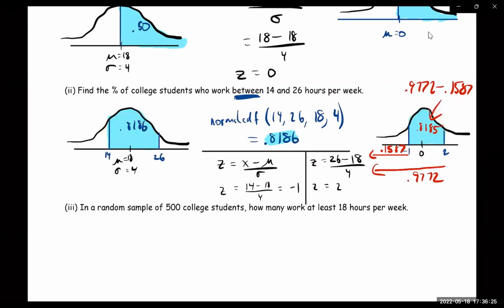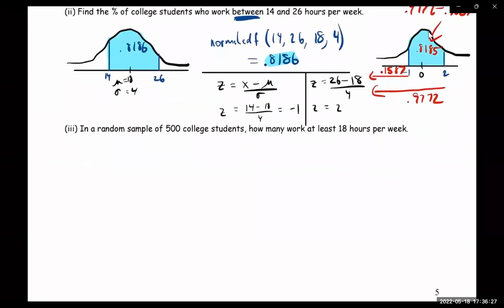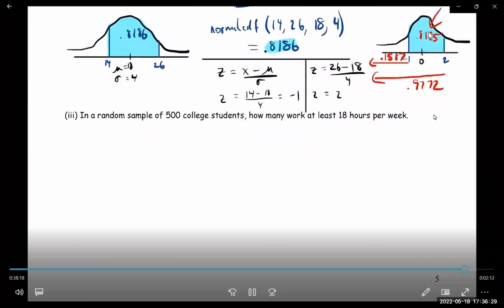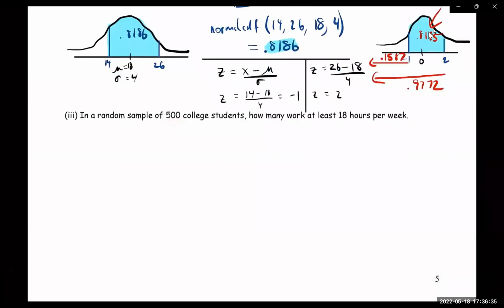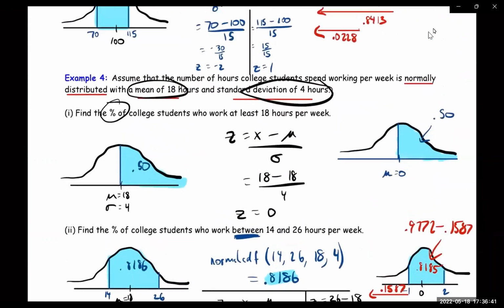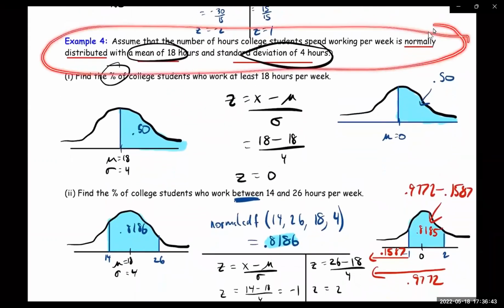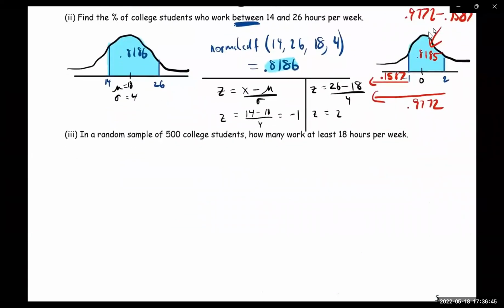All right, we do got one final problem. I'm on 3%. My charge of the tablet is on 3%. I think we can do it. In a random sample of 500 college students, how many work at least 18 hours per week? All right, so it's the same premise. So let's draw the distribution.